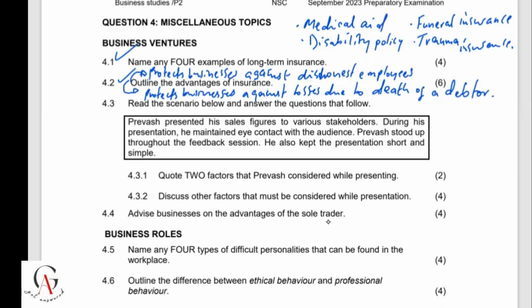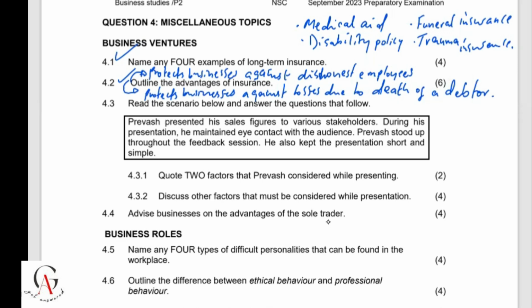Read the scenario below and answer the questions that follow. Privesh presented his sales figures to various stakeholders during his presentation. He maintained eye contact with the audience. Privesh stood up throughout the feedback session. He also kept the presentation short and simple. So now 4.3.1: Cite two vectors that Privesh considered while presenting.